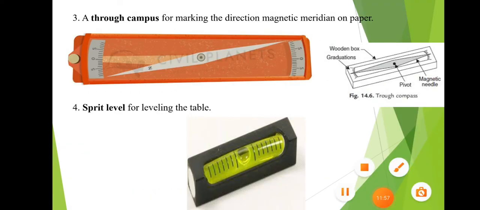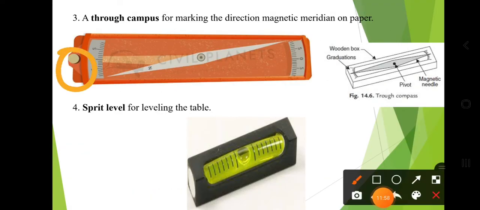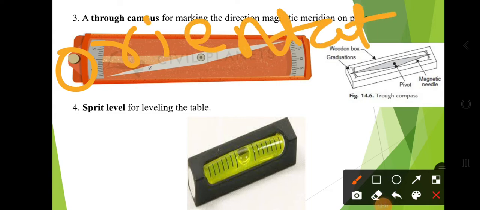Now there is a trough compass. This trough compass is used for orientation. Orientation means that with the help of the magnetic needle we should mark the north direction on your paper.